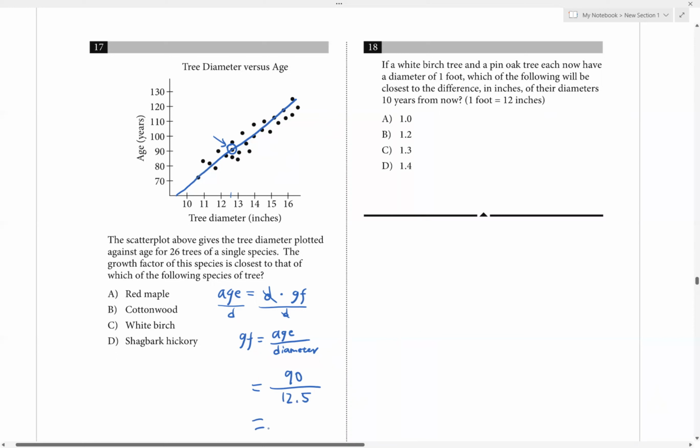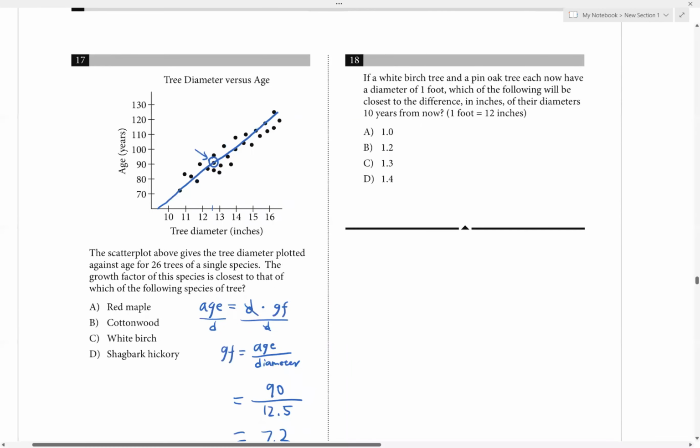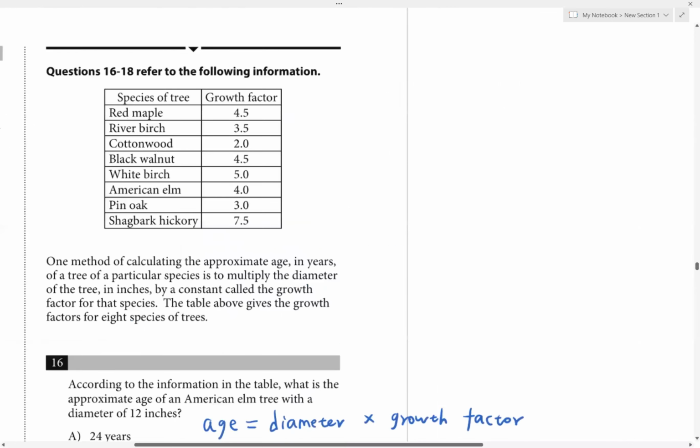Let's solve for the growth factor here. We get 7.2. Let me divide. Okay, so based on this point, we get 7.2. So we can go to the table and see what we have, right? 7.2 for the growth factor here.